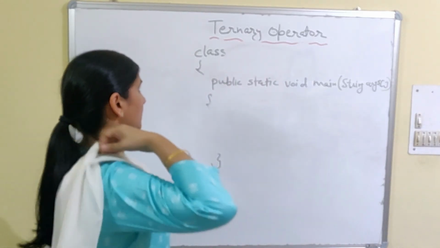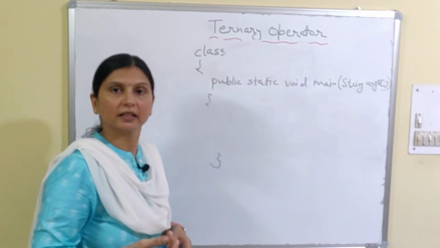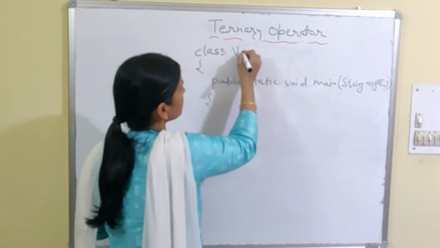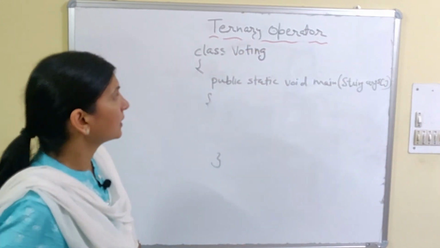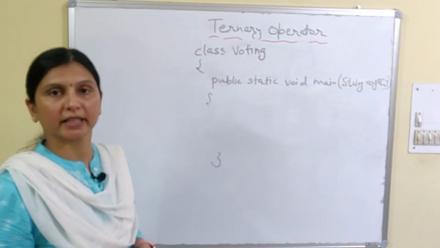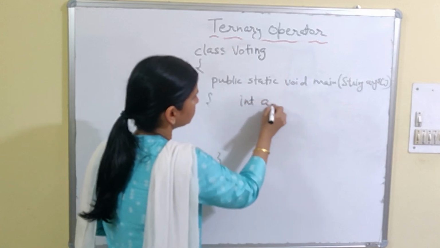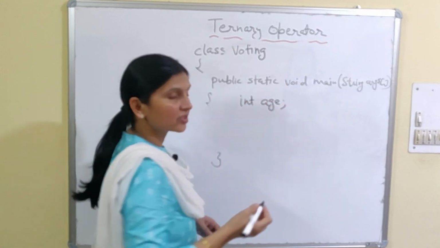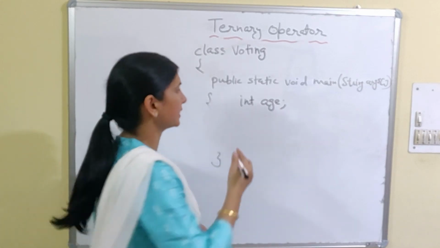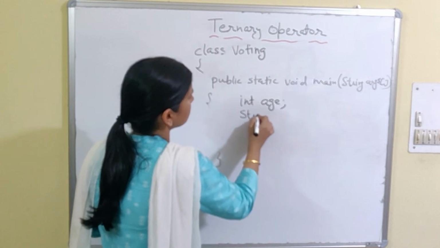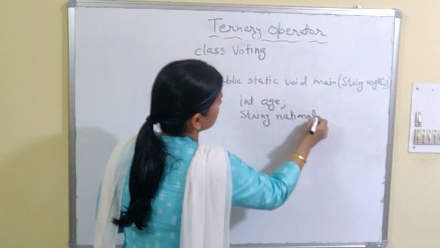So the class name we will take as something related to voting. So I am taking class voting. Fine. Now two variables we need to take, age and nationality. So age will be of int type and nationality will be of string type. Nationality Indian. Fine. So string, I am taking the variable nationality.